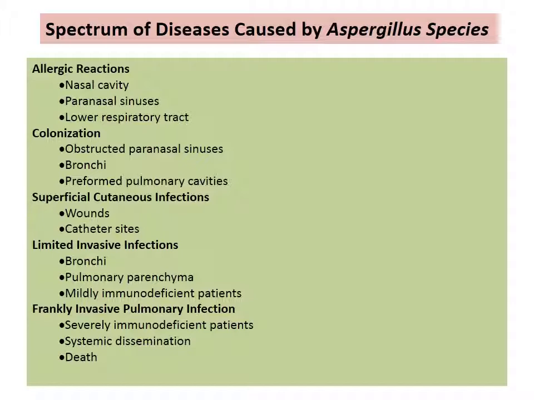And then they can also cause a limited invasive mycosis from bronchi into the pulmonary parenchyma, and mildly immunodeficient patients may show this invasiveness. And finally, a full-blown disease will show as frankly invasive pulmonary infection, especially if you are immunocompromised. In this case, it will spread all over, disseminate, and even cause the death of the patient.